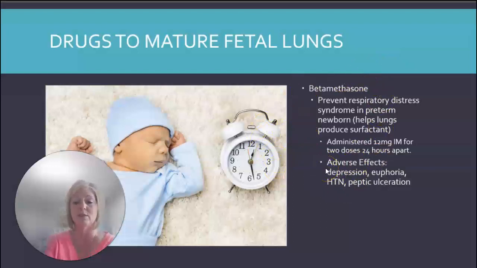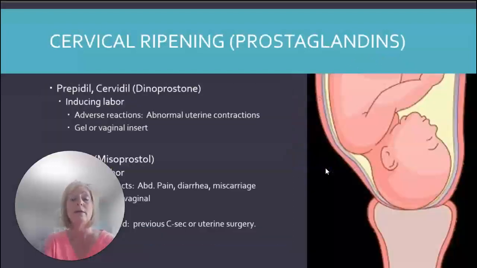But that is betamethasone. Now we're going to ripen the cervix. These are prostaglandins. These are going to make you go into labor. These are going to make that cervix do something. So, dinoprostone is going to ripen that cervix. It's going to induce that labor. It's going to start uterine contractions. So it's going to make that do what it needs to do. It's going to start the process of going into labor.